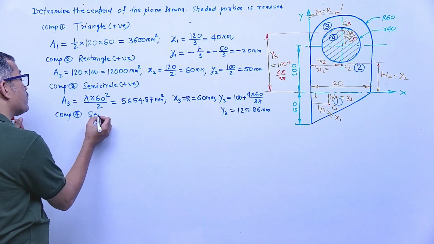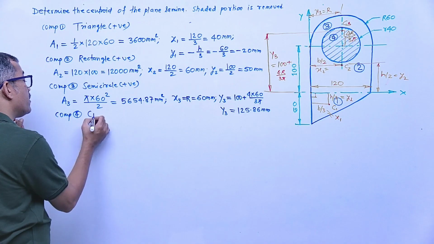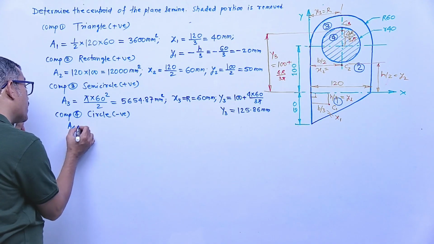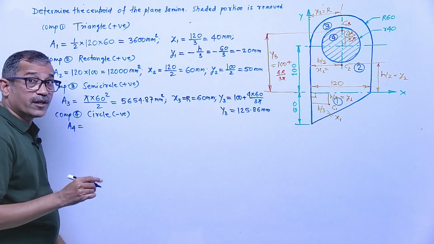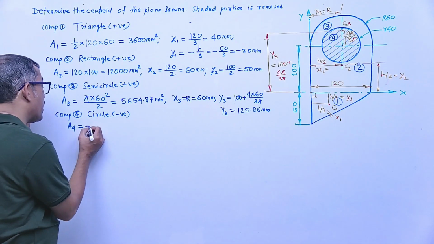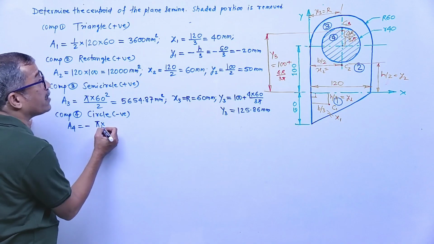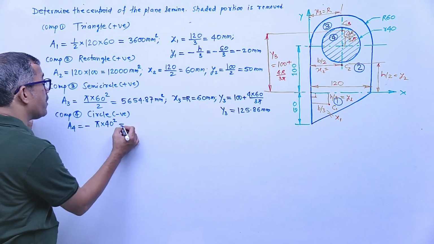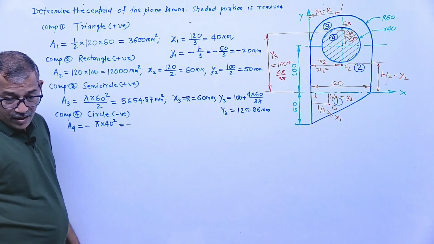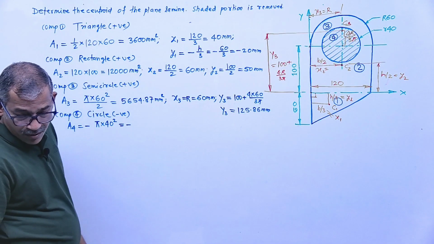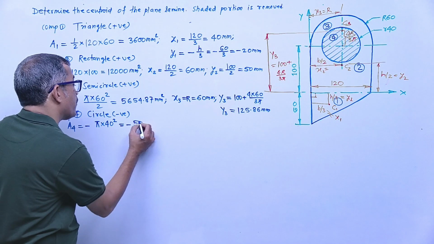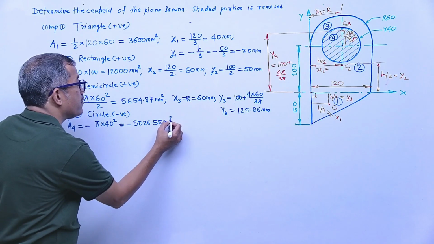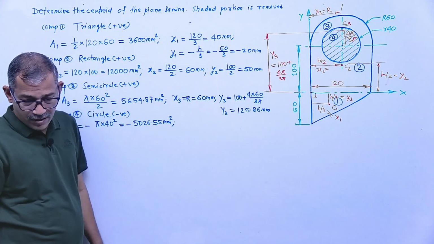Now the last component is what? Circle. But a circular component is removed, therefore this component is negative. Means area will be written with a negative sign. Whenever any component is removed, area will be written with a minus sign. Minus pi, R is 40, right? Pi r square. So minus pi r square, how much will we get? Find out the area of the circle: 5026.55 millimeter square. Correct? Check, all of you calculate in calculators.